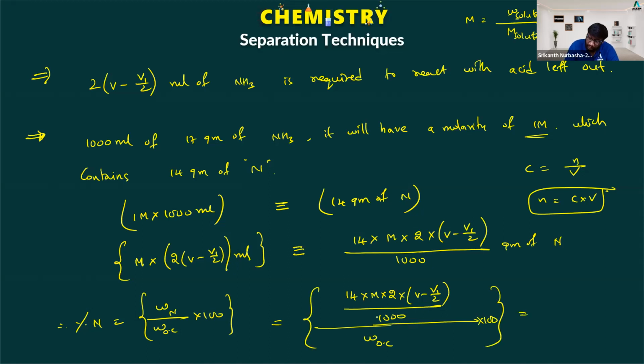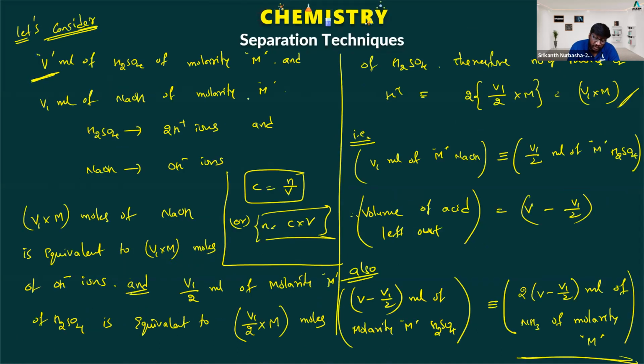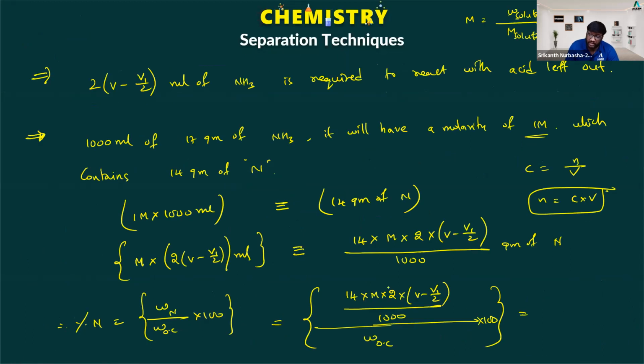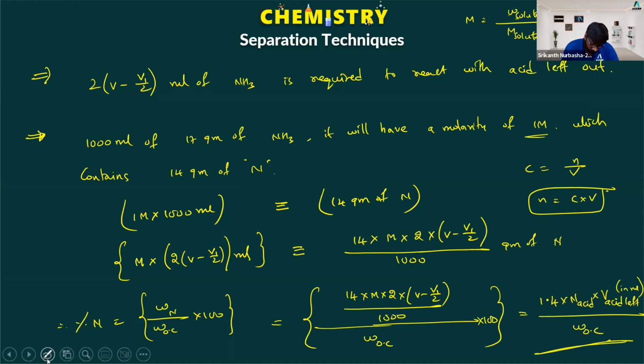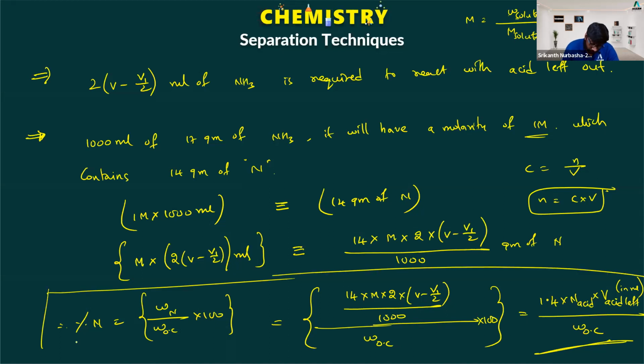If you try to solve this, how much will you get? 2 into molarity can I write as normality of the acid? M is nothing but the molarity of the acid, the molarity M we have considered for V ml of H2SO4. 2 into molarity is nothing but normality of acid. 14 into 100, 1400 divided by 1000 is 1.4. So 1.4 into normality of acid into (V minus V1) by 2, which is the volume of acid left out, in ml, divided by weight of organic compound. This is the formula. Everyone got the formula or not?